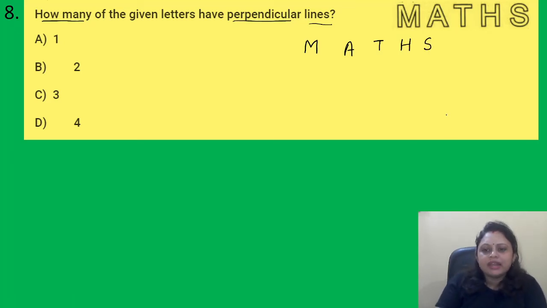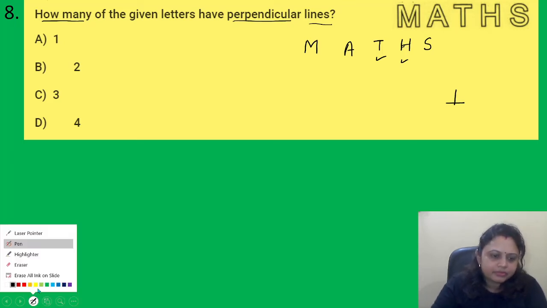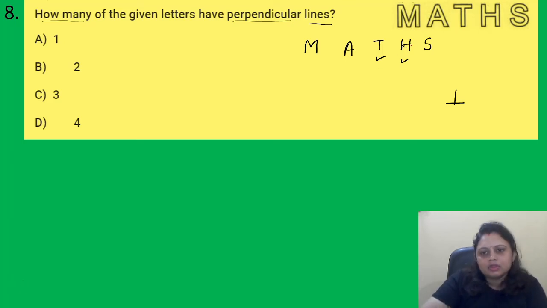So perpendicular line, this type of line, right? It should make 90 degrees. So where is it present? In the T it is there, right? In the H also it is there, these lines. Yes. So this one, this one, this one, this one.